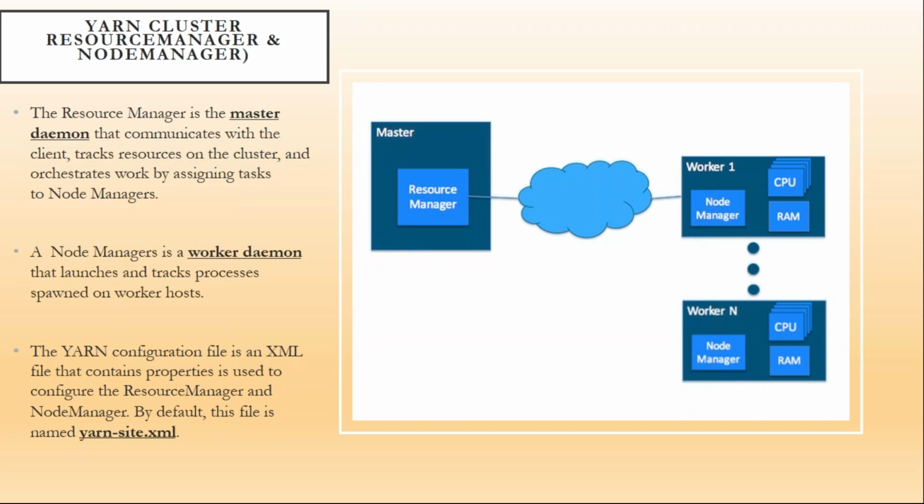That's how it works. Okay. That is a master. Master is a daemon that communicates with your clients and tracks resources. For example, the job manager or resource manager on the name node or master communicates with the task tracker on the data node or node manager. Now, a node manager is a daemon that launches the task process spawned on the worker host. It means a node manager is the one that launches the task process.